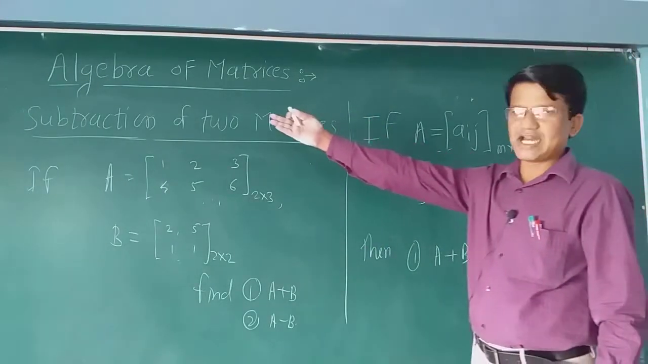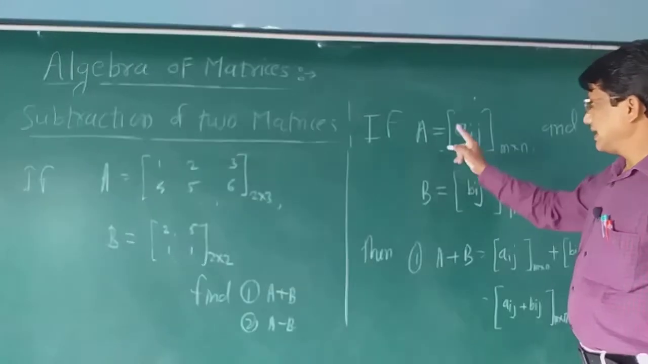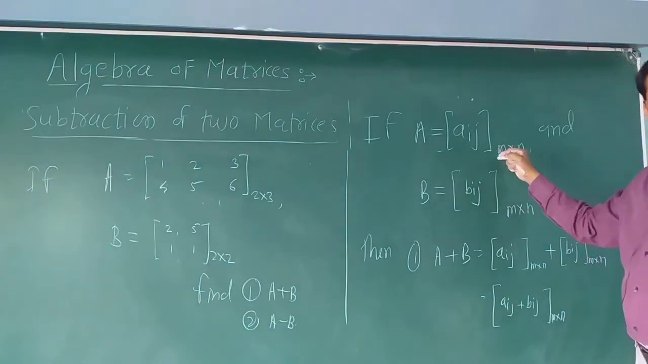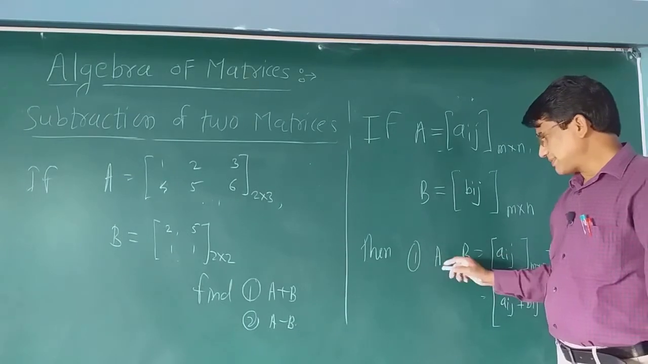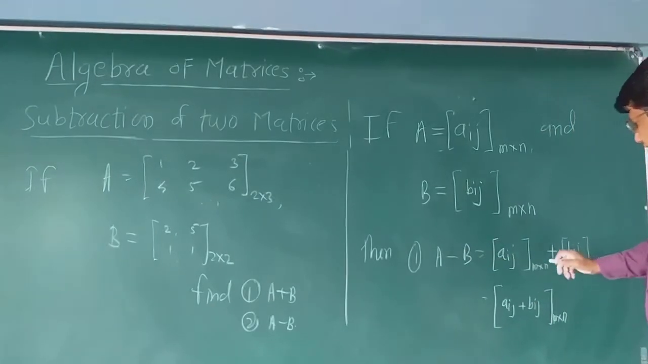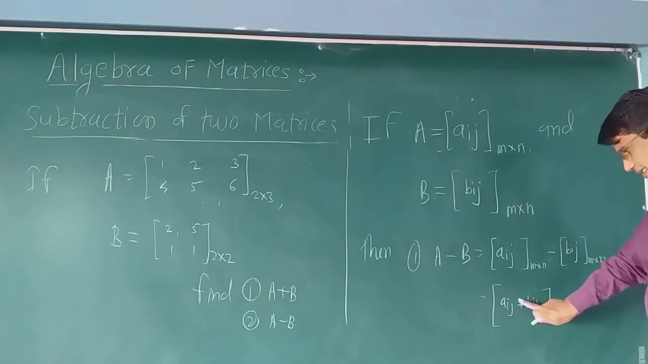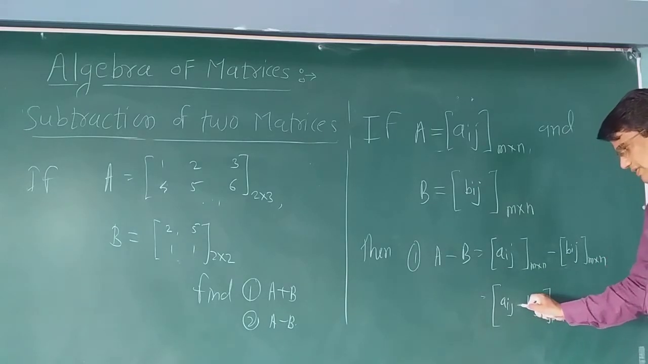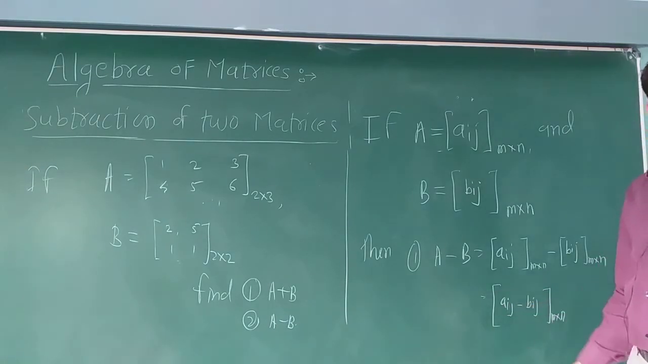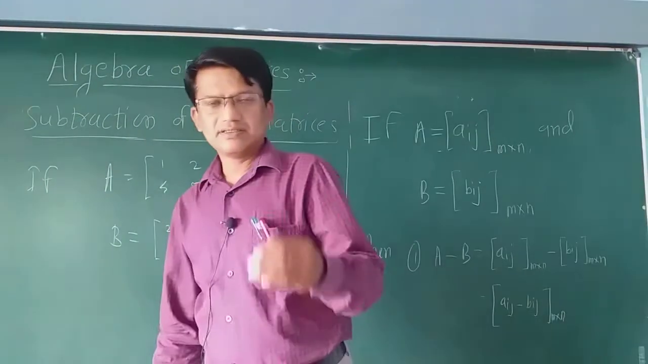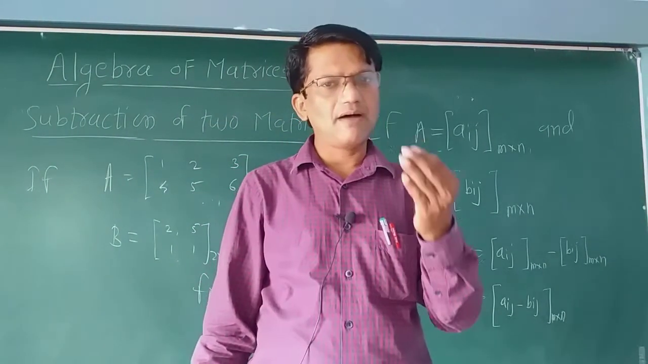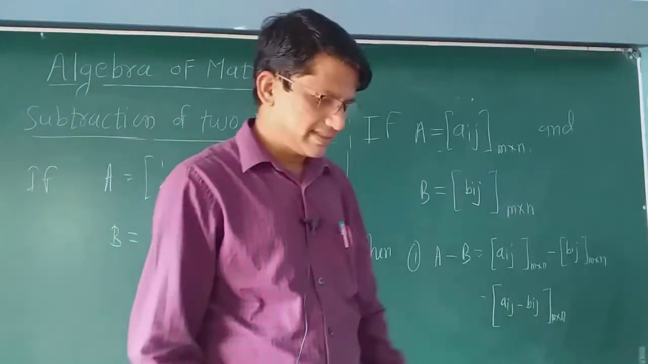About the subtraction of two matrices. The same matrix A is given, this matrix B is given, and for their subtraction we use a minus sign here, and here also we can use a minus sign. Okay. So this is about algebra of two matrices. Okay.